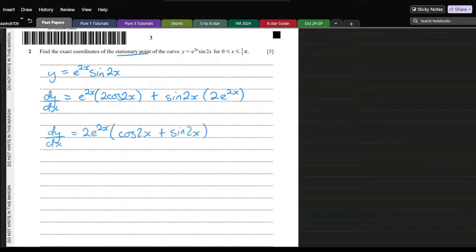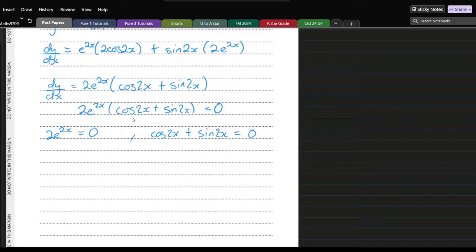Since we want to evaluate the coordinates of a stationary point, we can equate dy dx to 0. So 2e to the 2x times cos 2x plus sine 2x is equal to 0. And we can equate each expression to 0. So 2e to the 2x is 0, and then cos 2x plus sine 2x is equal to 0. Alright, so let's start with the equation on the left.